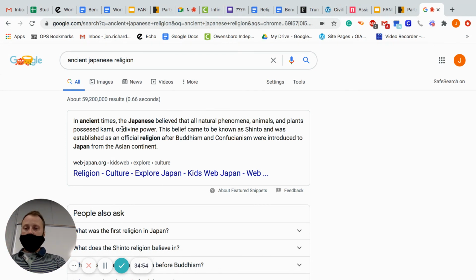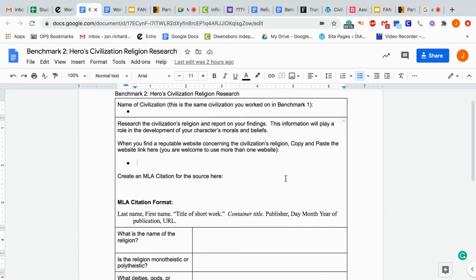I'm not going to say that's the wrong one you looked at. But as I look, the first thing that pops up here is webjapan.org, and it's talking about the belief that came to be known as Shinto and was established as an official religion after Buddhism and Confucianism. Okay, so I can go in and look at any of those. You can look at Buddhism, you can look at Confucianism, you can look at Shinto. I'm happy for you to dive into any of these, as long as you're structuring this in fact for your hero. So it's okay for you to choose whichever one fits. I'm flexible on that.